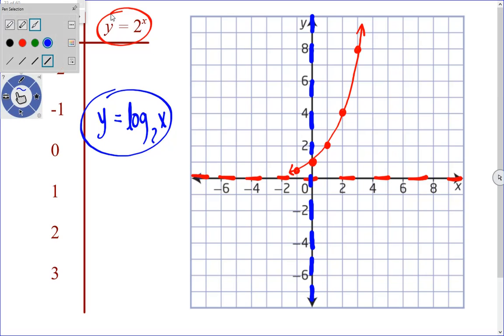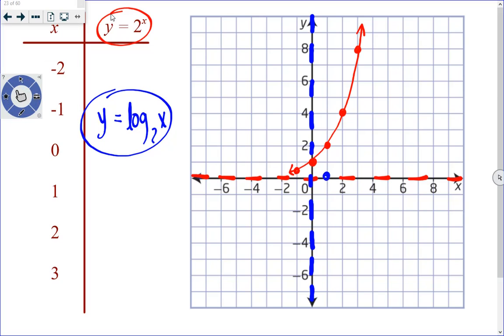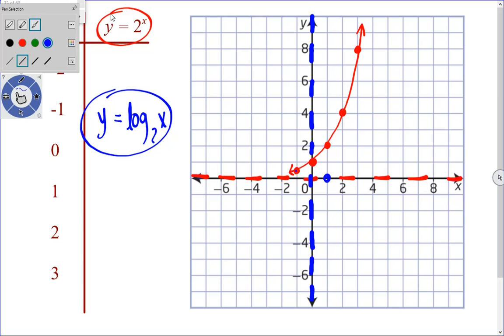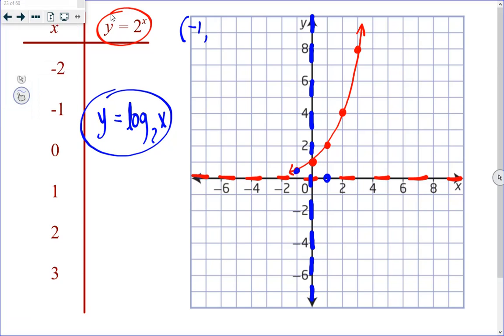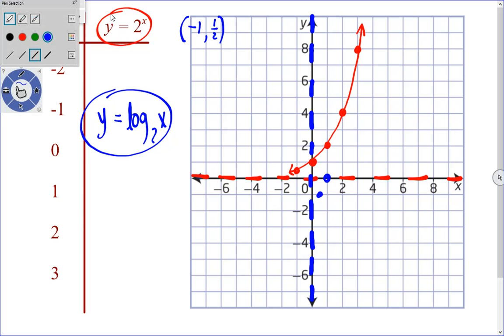We can go ahead now and start picking individual points, like this point, which is at 0, 1. Well, if I swap 0, 1, I get 1, 0. This point is at -1, 1/2. So when I swap those numbers, it's going to be at 1/2, -1. This point is at 1, 2. Swapping the numbers gives 2, 1.